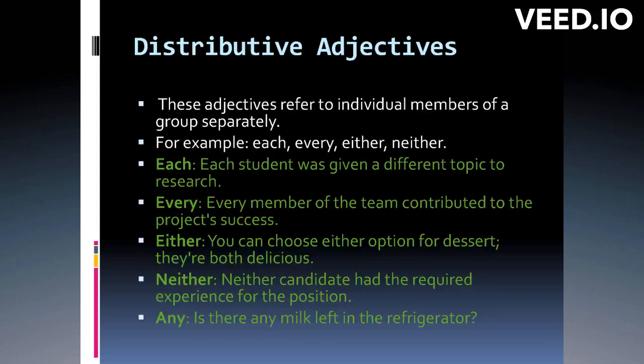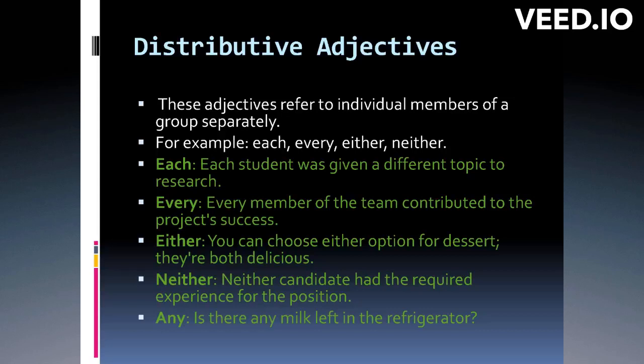Okay. Next one is distributive adjective. Distributive adjective is nothing but, for example, it is referring to the individual members of the group separately. Means if any group of people are there, if you're talking about an individual member from that, it gives the application of the distributive adjective. They are each, every, either, neither, etc.